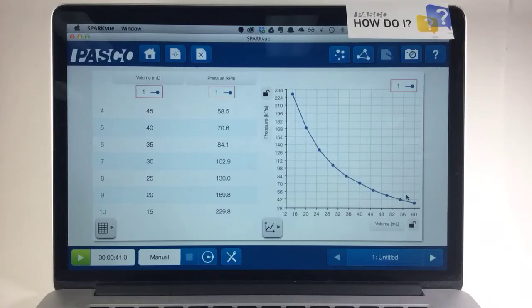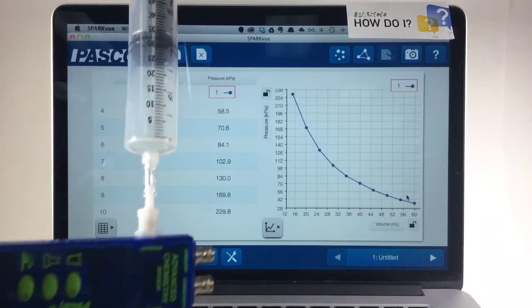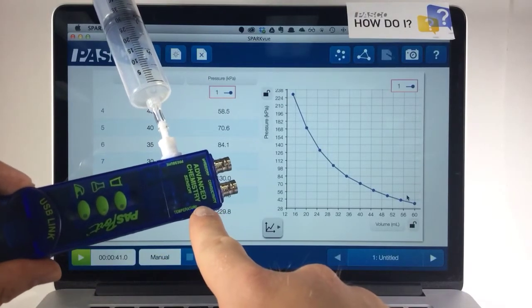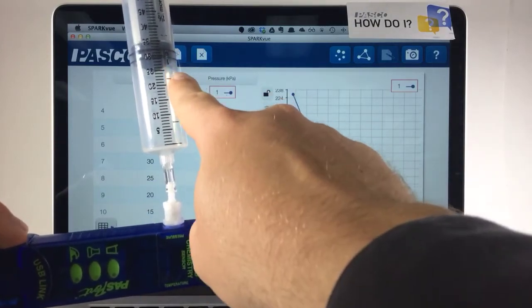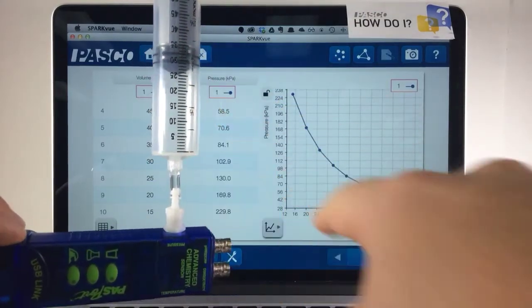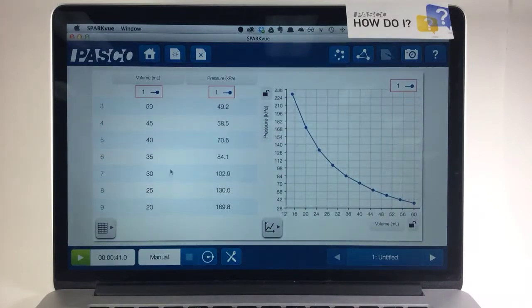How do I determine a mathematical relationship from my measurements in SPARKvue? In this case, I've previously collected pressure values from this advanced chemistry sensor when it was connected to this syringe of air as I varied the volume of air in the syringe. This table shows my measurements, so for example, at a volume of 60 milliliters, the measured pressure was 35.7 kilopascals.